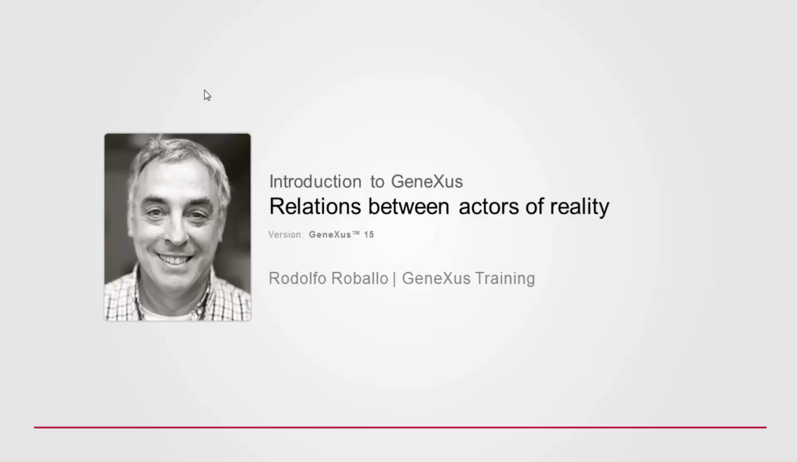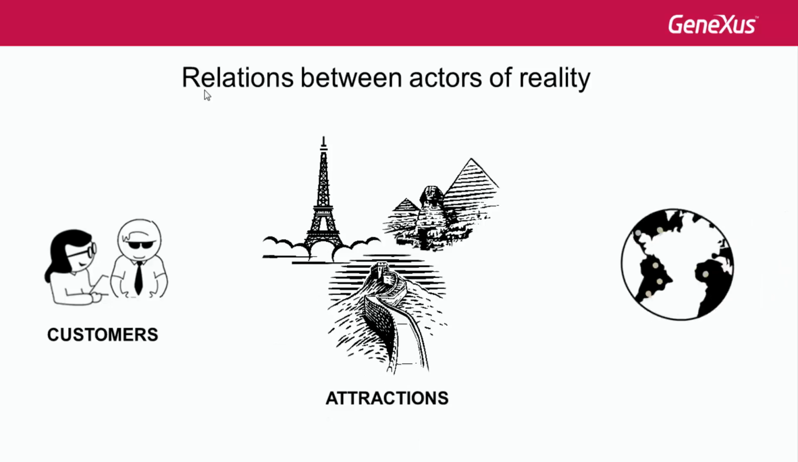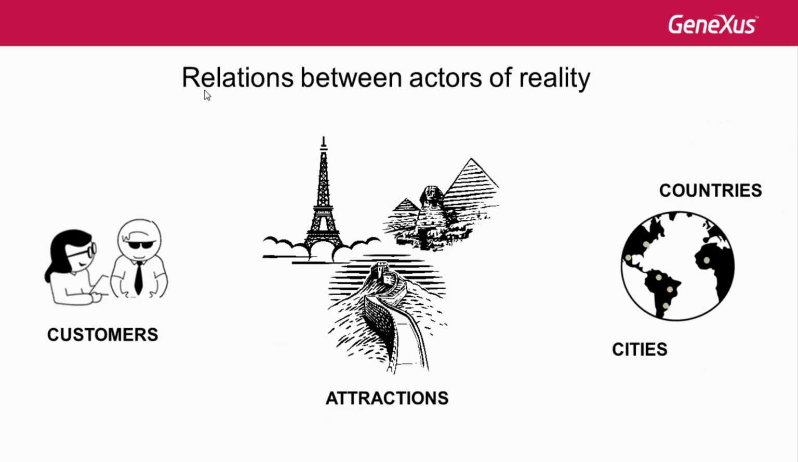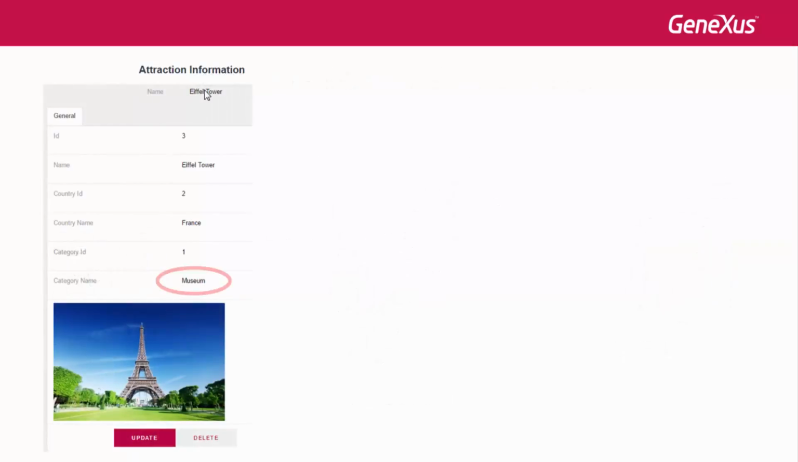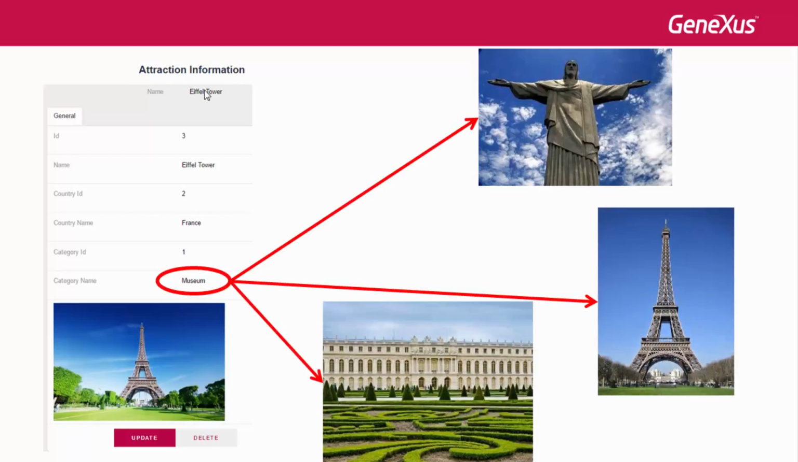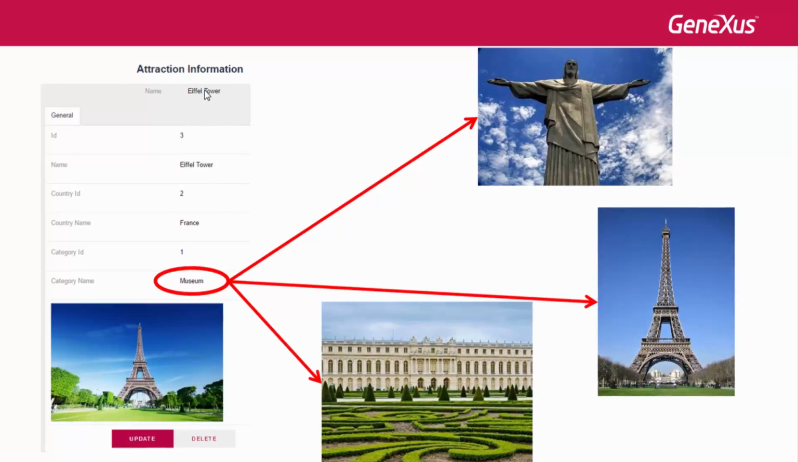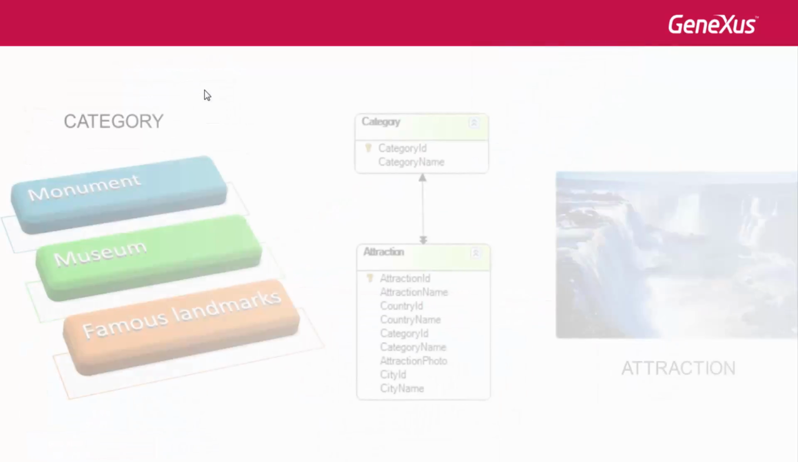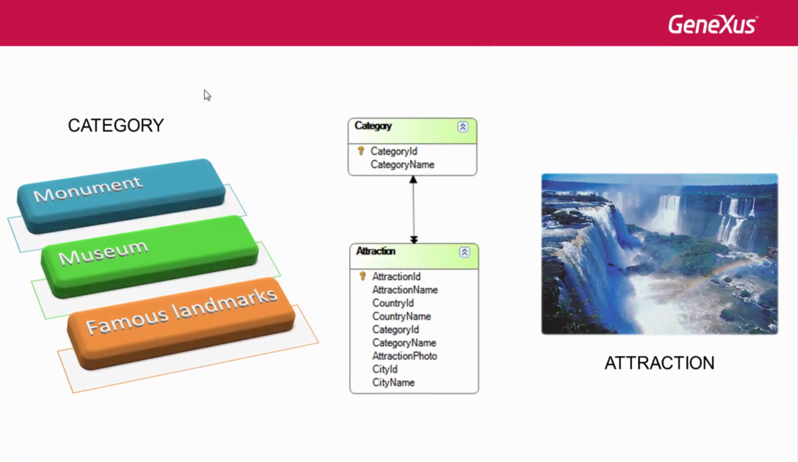In several examples of our travel agency, we see that the actors of reality are related in different ways. For example, when an attraction belongs to a category, and in turn, this category can be the category of many attractions. We've seen that when we design transactions, we can represent these relationships by including the attributes of one transaction in another.